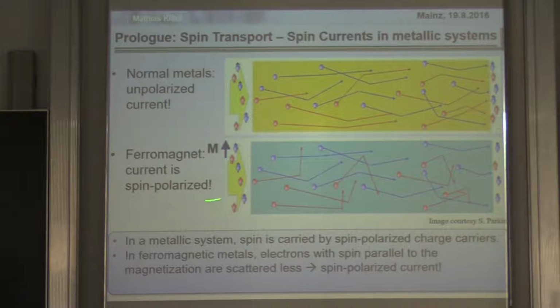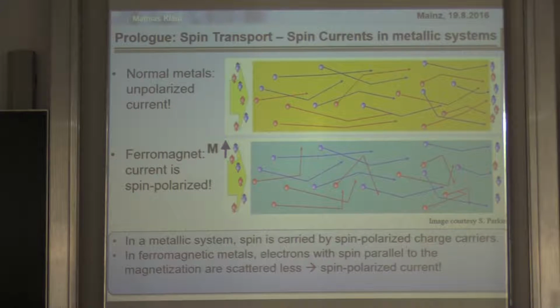Now, if you put a magnetic metal such as cobalt, then you have a net magnetization. And now what happens is that the electrons at the Fermi level that have the spin which is parallel to the magnetization, like the blue ones here, are scattered little. But the electrons with the spin anti-parallel to the magnetization, the red ones, are scattered a lot. So this means the current is primarily carried by electrons with a spin that is parallel to the magnetization. And so you have a spin polarized current.